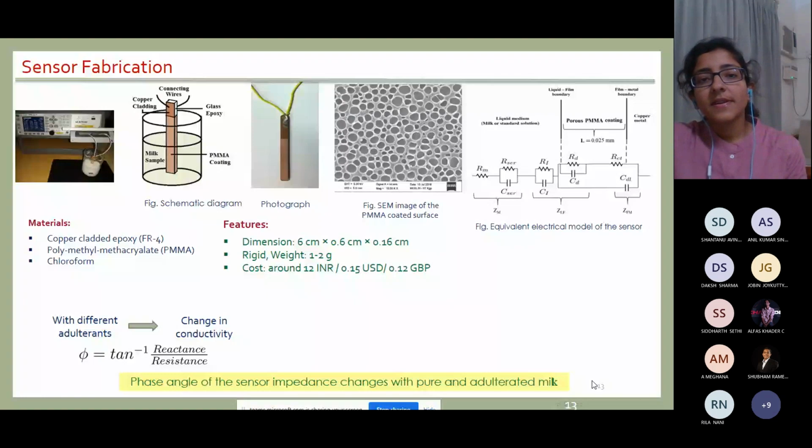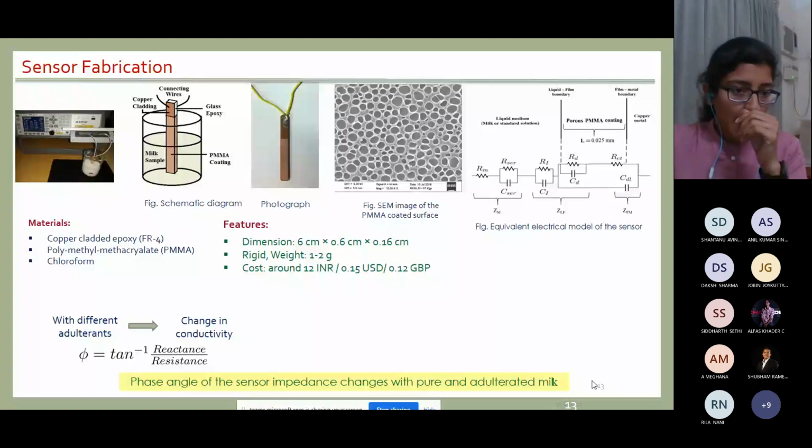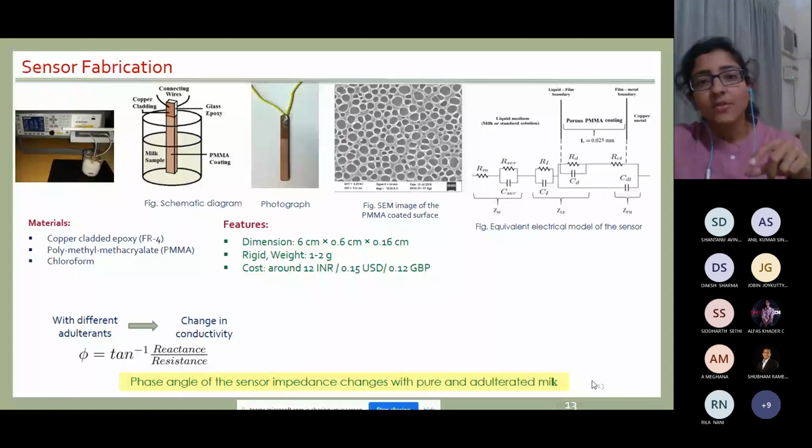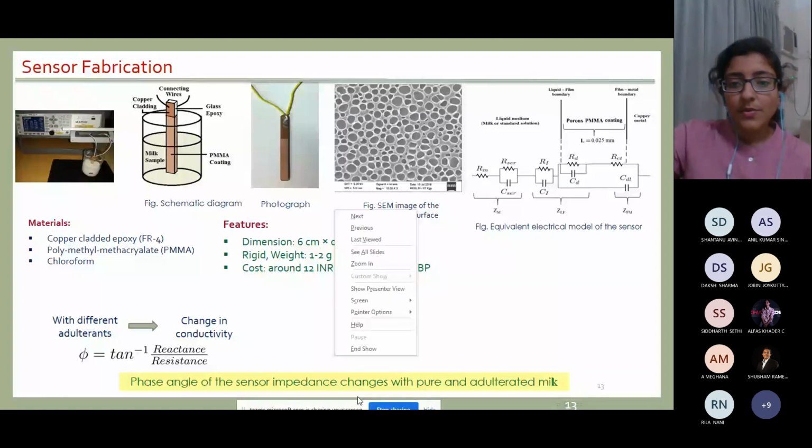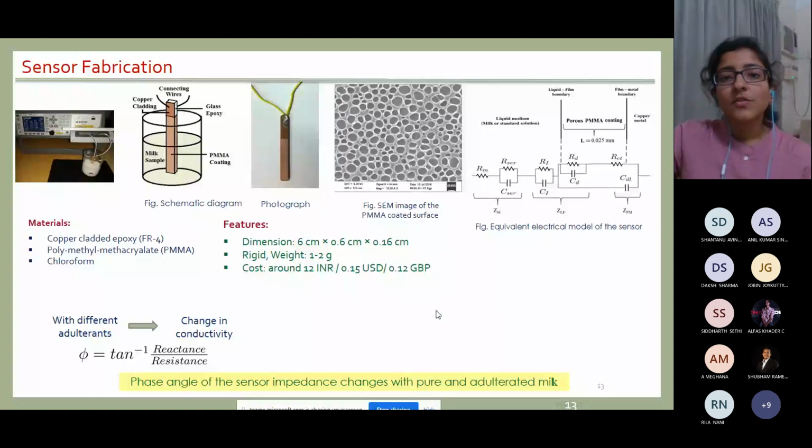And this copper cladded epoxy, the board we took and cut into the dimension, and after that we applied a coating of a particular chemical, polymethyl methacrylate. Why did we do this coating? Because we found that after the coating there is some porous nature on the top. I can take the pointer. So this is the porous nature we found.